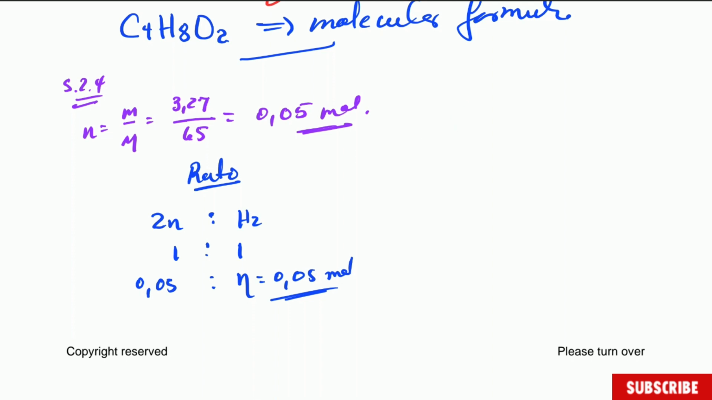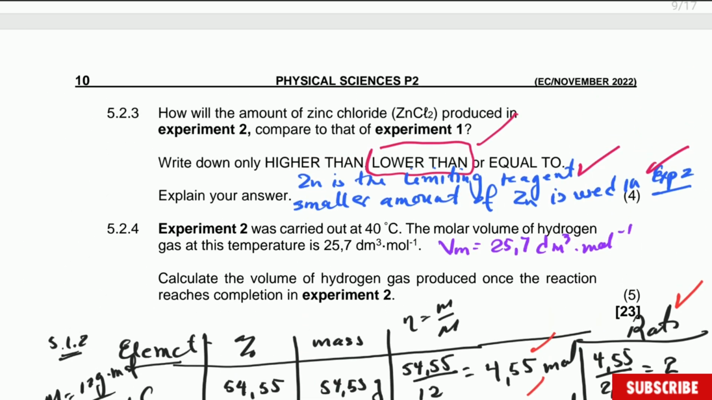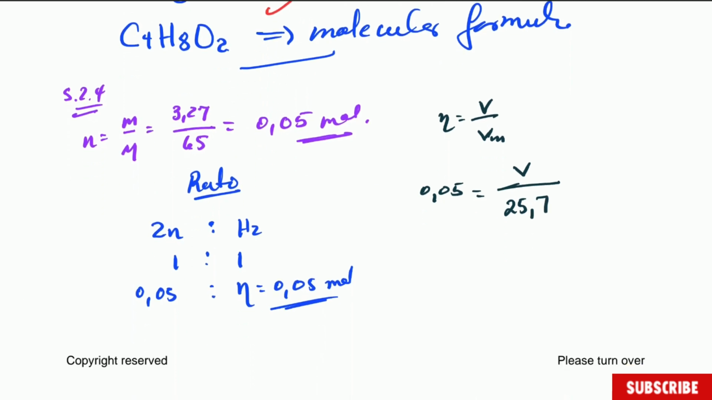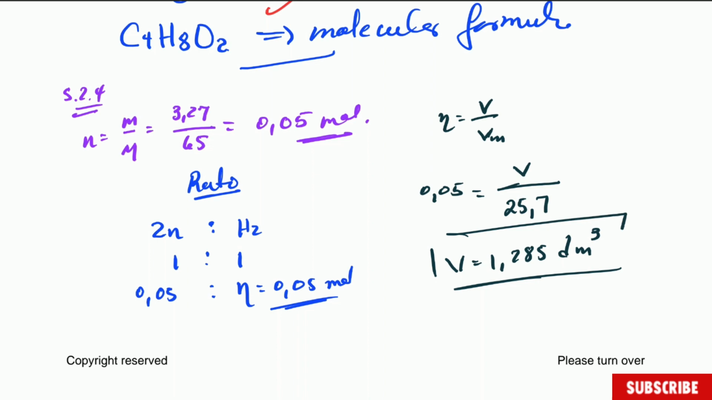So we know the number of moles for hydrogen gas. Now we go to the formula of number of moles equal to volume divided by molar volume, and we substitute. But be careful, because the molar volume is given to us and is not 22.4. It's the number they gave us here, which is 25.7. There we go. And the volume is going to be 1.285 cubic decimeters.